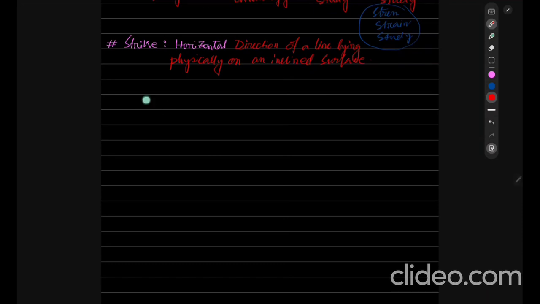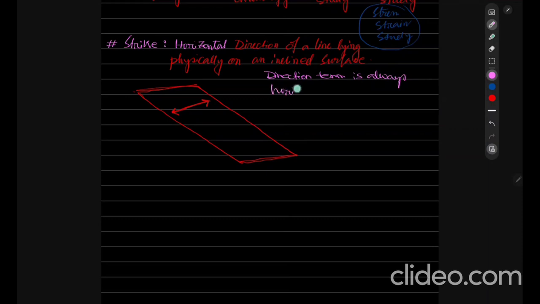What does it actually mean? If I have an inclined surface like this, the strike of this surface is the line having horizontal direction. This is the horizontal direction of a line, and it is lying physically on the inclined plane. The line must physically lie on the inclined plane, and the direction of this line is always horizontal. So you learned what the strike is, and next is the dip.